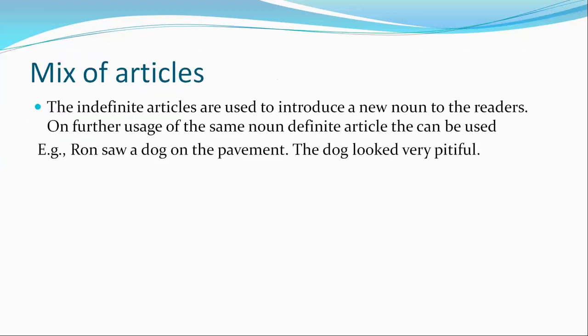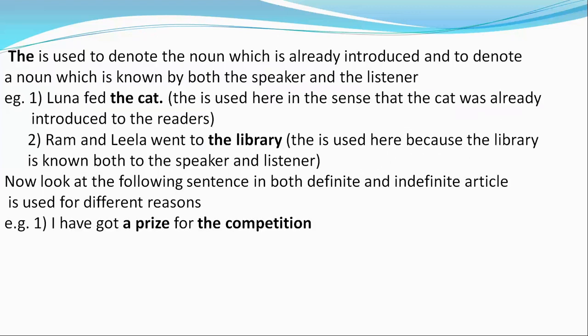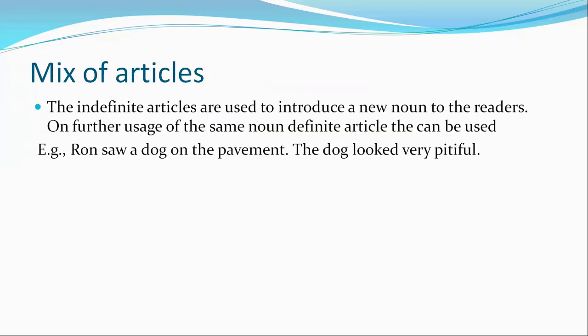Mix of articles. As we have said earlier, a sentence may contain a mix of articles. As we have seen in the last slide, this example, I have got a prize for the competition, has two types of articles in the same sentence. But in this sentence, Ron saw a dog on the pavement. The dog looked very pitiful.